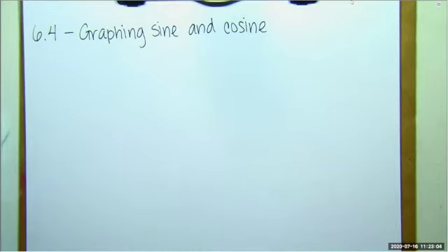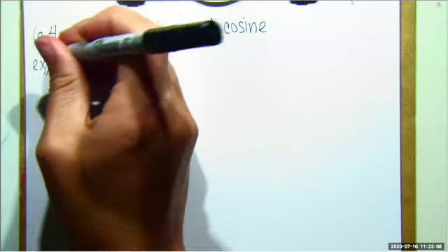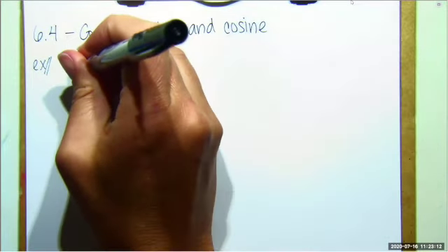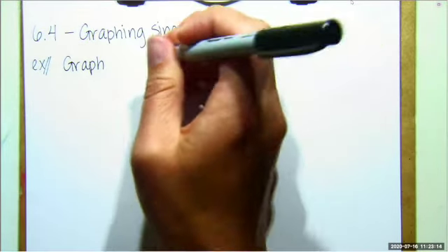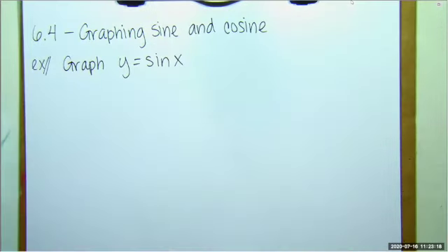So the first thing we'll do, and we should be able to get through this in the next 20 minutes, is let's graph y is equal to sine of x. So what we're doing is we're moving away from these angles in standard position here, and we're putting them on the x and the y axis.